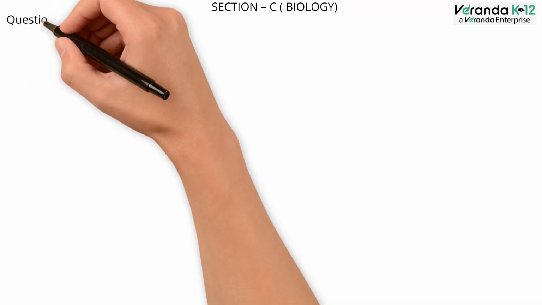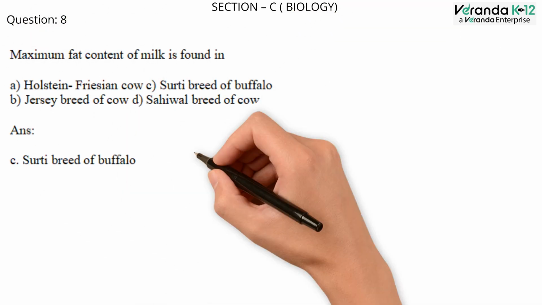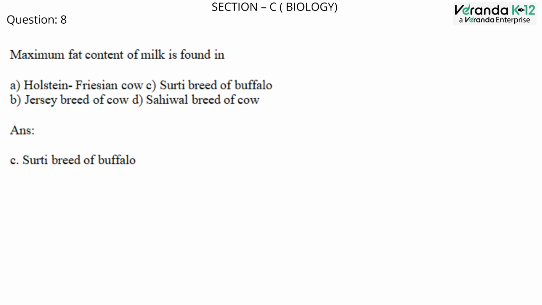Now let us discuss section C, biology. Question number 8. Maximum fat content of milk is found in. The given options are A. Holstein Friesian breed of cow, B. Jersey breed of cow, C. Surti breed of buffalo, and D. Sahiwal breed of cow. The correct answer is C.